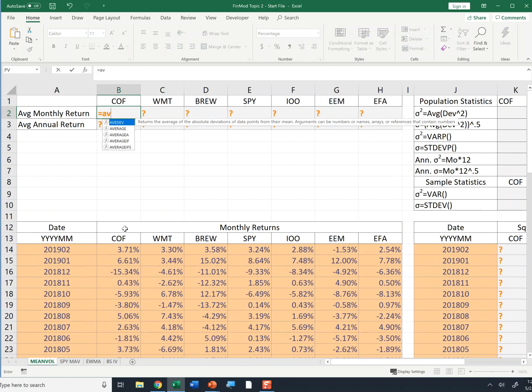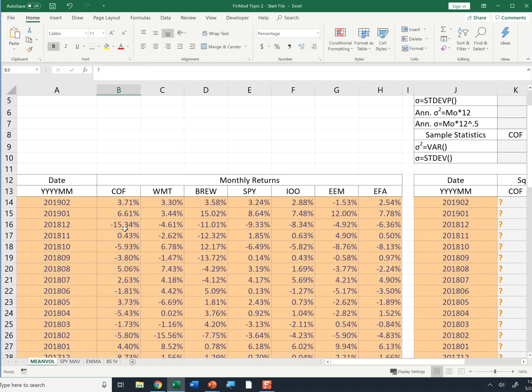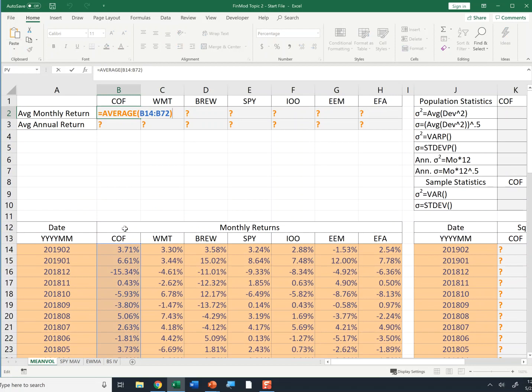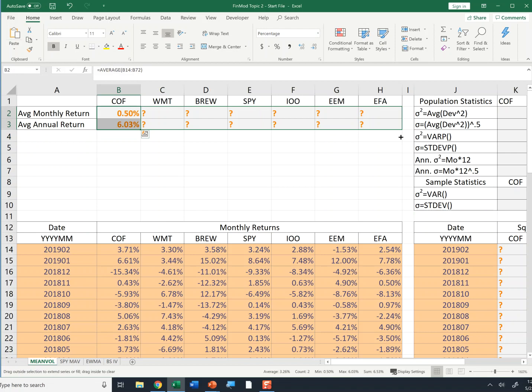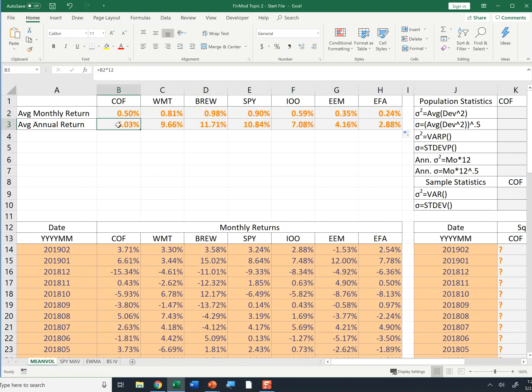We'll calculate the average monthly return by just taking the average. I'll open that, Control Shift down. So there's my monthly average return for Capital One. I'll then take that number and multiply times 12, and I get an annualized average return based on monthly data, and I'll copy that across. So these are the average annualized returns for these particular assets. Capital One 6.03, and you can see the lowest over here is the emerging market, or the EFA fund, 2.88%.